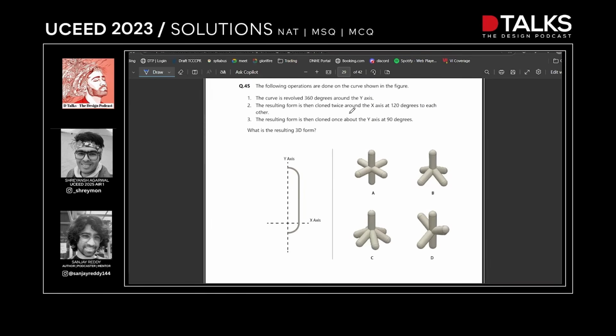The following operations are done on the curve shown in the figure. The curve is revolved 360 degrees around the y-axis. The resulting form is then cloned twice around the x-axis at 120 degrees each to each other. Sorry, the resulting form is then cloned once about the y-axis at 90 degrees. What is the resulting 3D form? Okay, so I'm gonna do the first one.